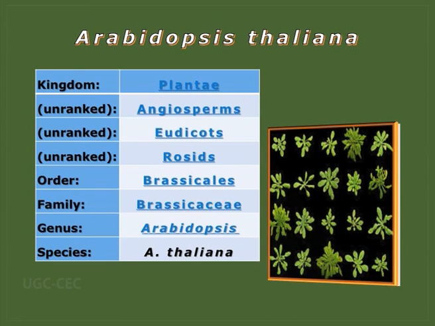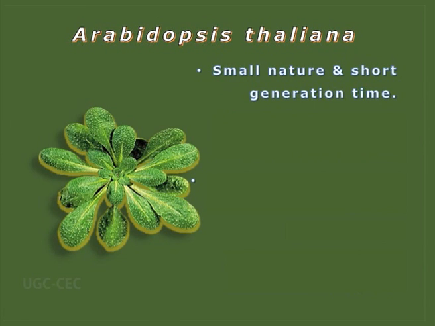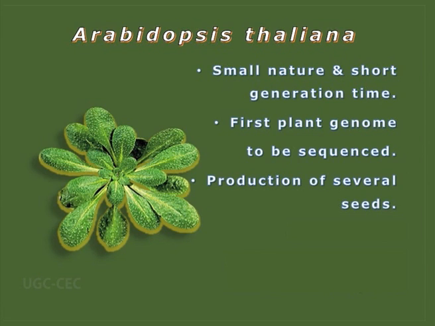It belongs to the order Brassicales and family Brassicaceae, and the genus is Arabidopsis, and finally it is called Arabidopsis thaliana. Its small size and short generation time make it the most suited model plant, and it is the plant whose genome was sequenced for the first time, and it is capable of producing several seeds, which is one of the ideal properties of an ideal model plant.